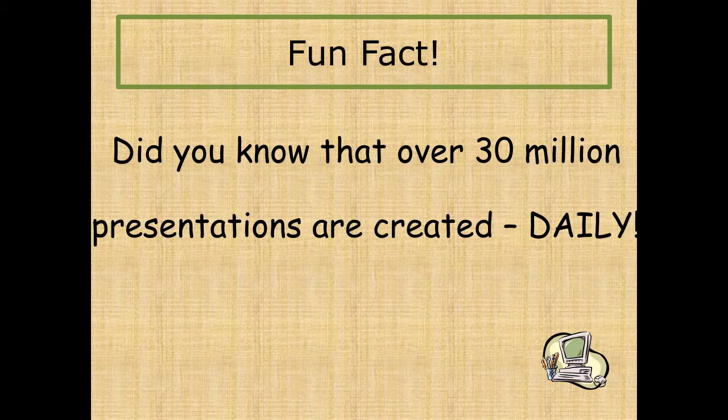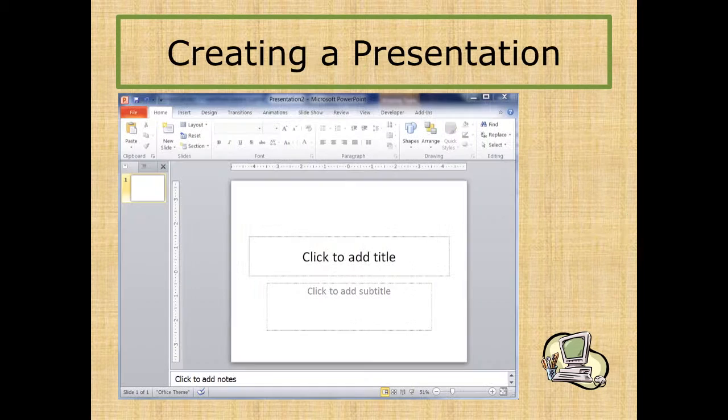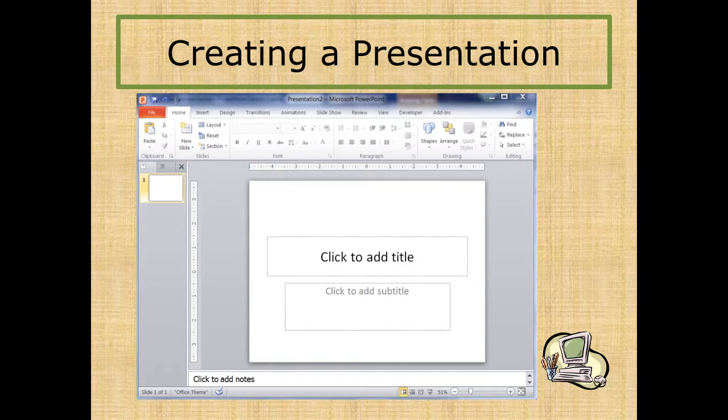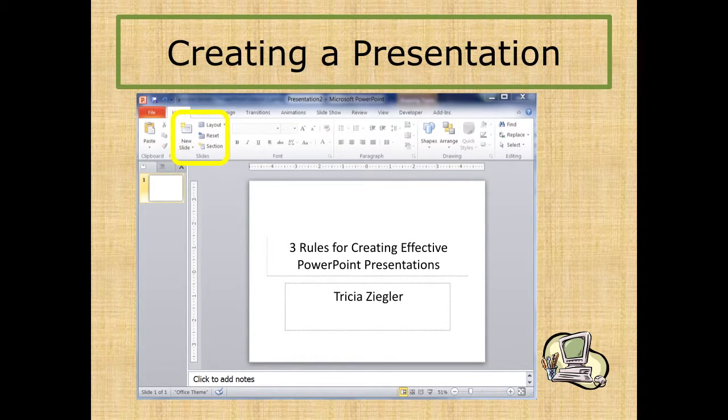Let's talk about how to create your first presentation. First, open PowerPoint. This is what you see. On this slide, you'll create the title page. Notice the text placeholders here and here. Next, click to add your title. Then you're going to click to add your subtitle, and you've created your first slide.